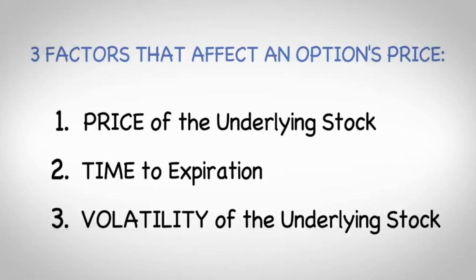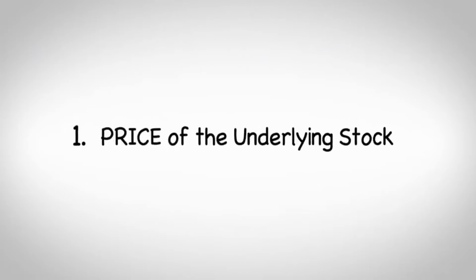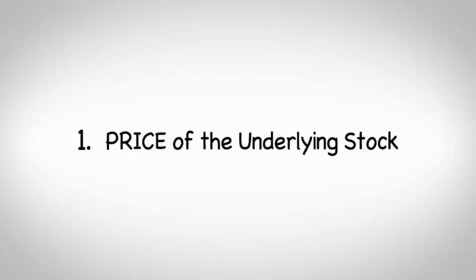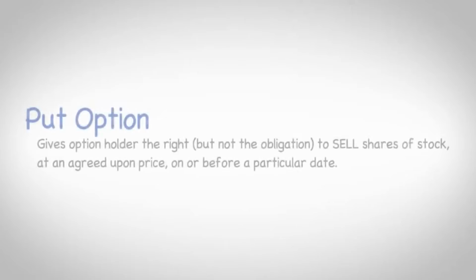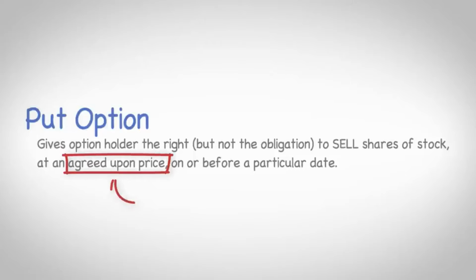First, let's talk about how the underlying stock's price will affect the price of its options. Let's think back to the basic definition of a put option. Buying a put option gives you the right to sell stock at an agreed upon price on or before a particular date. And of course, the agreed upon price is determined by the strike price.